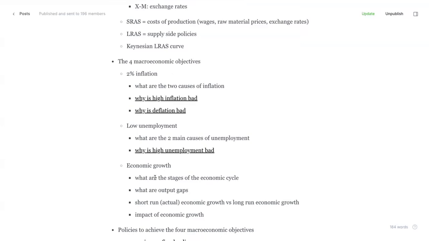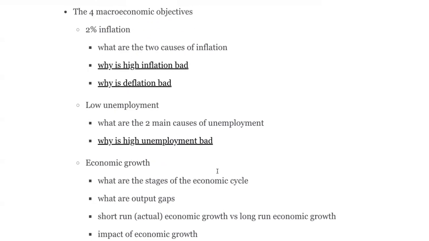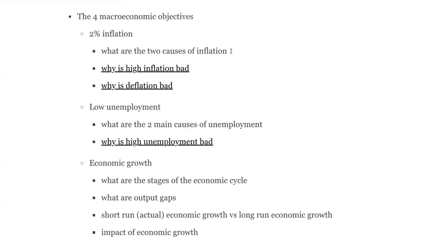The main thing I wanted you to focus on was the causes of unemployment, the causes of inflation, and why they are bad if the target's not met, like how to describe that. So let's just go through that bit by bit one more time. First of all, the cause of inflation. When I say cause, I'm basically just talking about the diagram. What two things can happen on the diagram that can cause inflation?